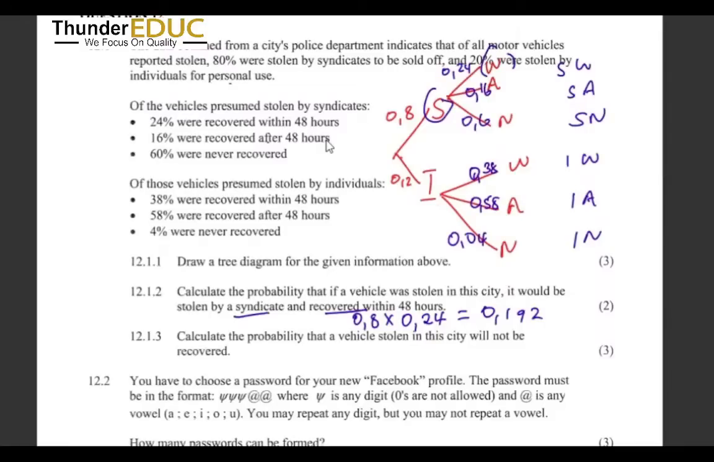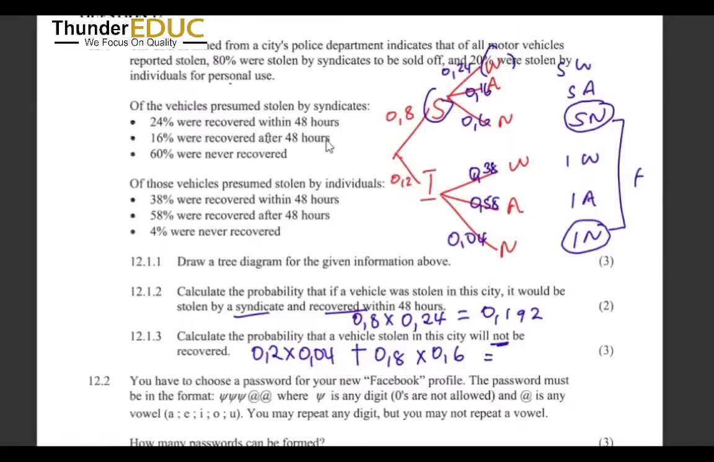Probability that a vehicle stolen in the city will never be recovered. So there are two scenarios. It will never be recovered if it's with individuals. It can also never be recovered if it was with syndicates. We need to add those two probabilities. So it's going to be 0,2 multiplied by 0,04 plus 0,8 multiplied by 0,6. We punch this into our calculators: 0,04 plus 0,8 multiplied by 0,6, which is 0,488.